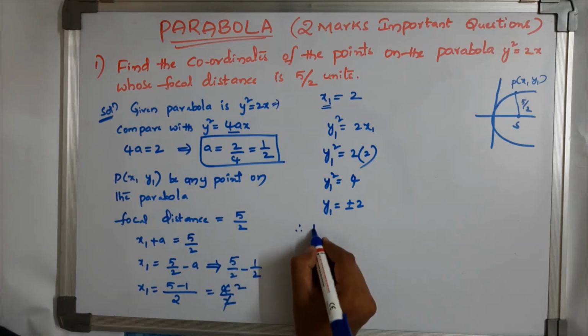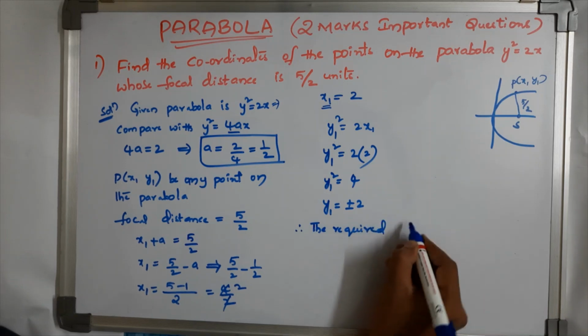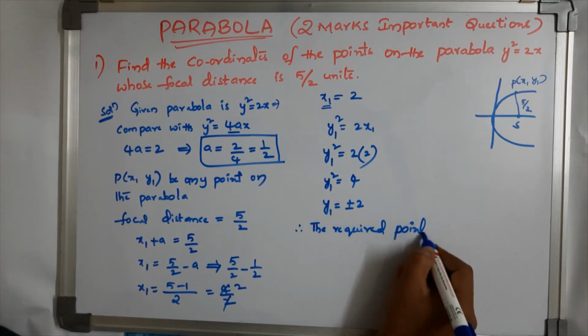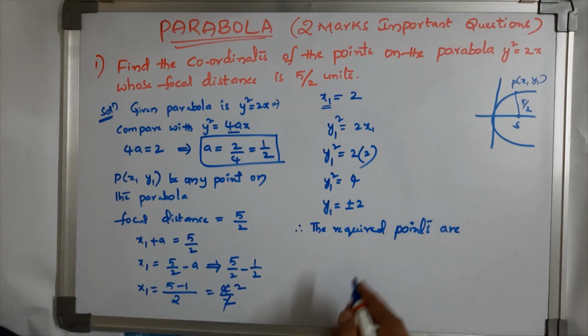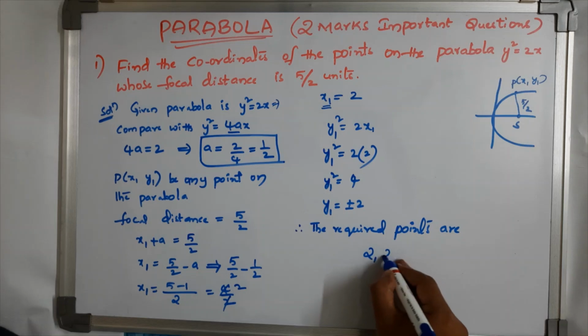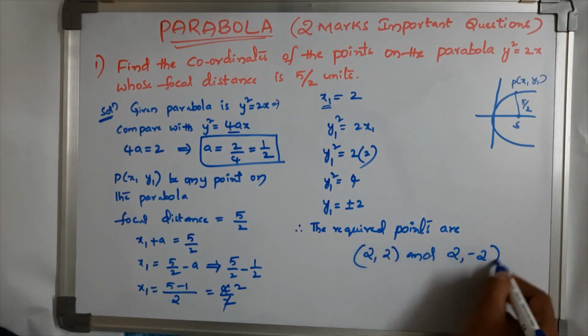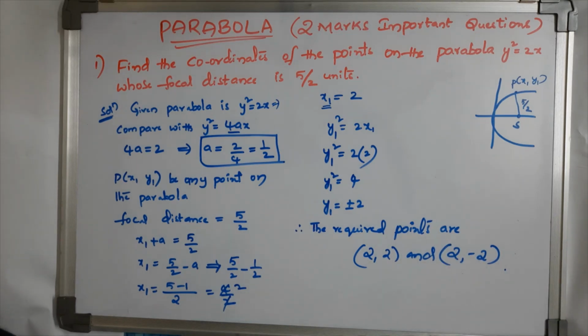Therefore, the required points are, what are the points? 2, comma plus 2 and 2, comma minus 2. These are the required coordinates of the points on the parabola y square is equals to 2x whose focal distance is 5/2 units. Okay. Now you can see the second question.